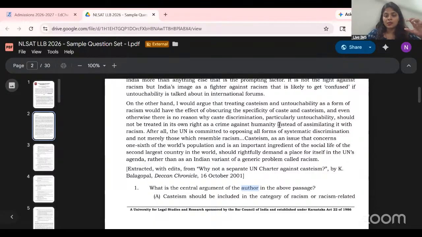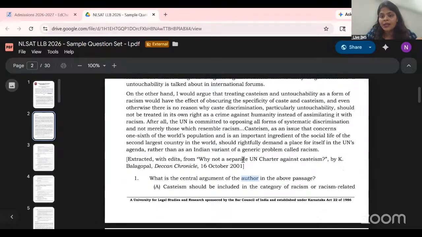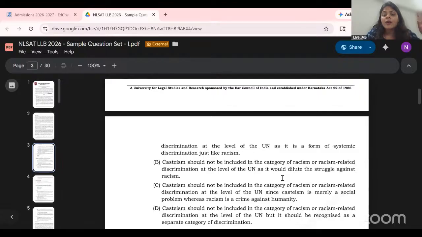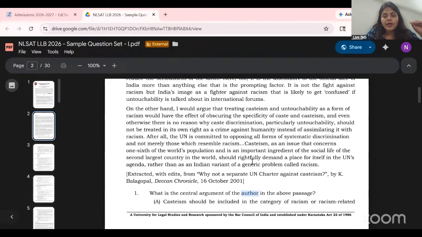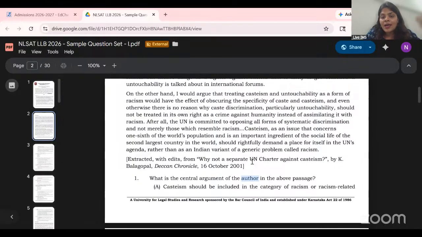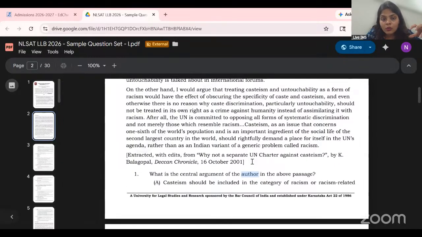So how do you answer this? Whenever we are talking about the author's argument, we go back and refer to the passage that states it. You read this particular argument and see that the author is stating that we should not include it in the category of racism and racism-related discrimination. Rather, we should make sure that it is recognized as a separate crime instead of getting included.